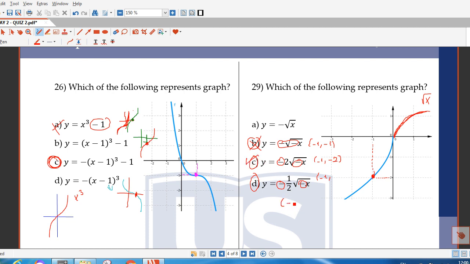Why is it not D? Writing negative 1 is going to give us negative 1 over 2, which is not possible.